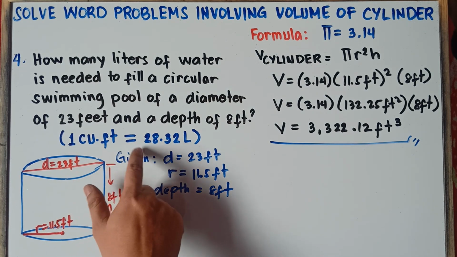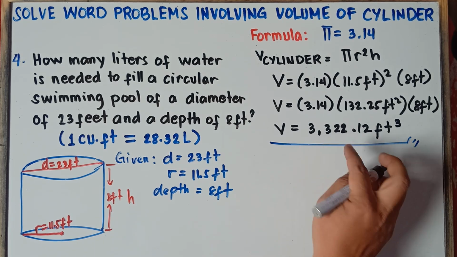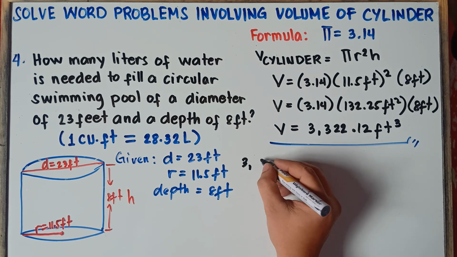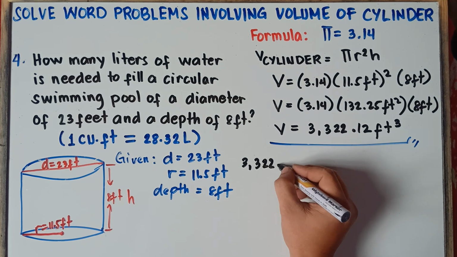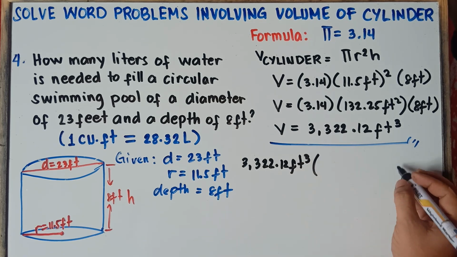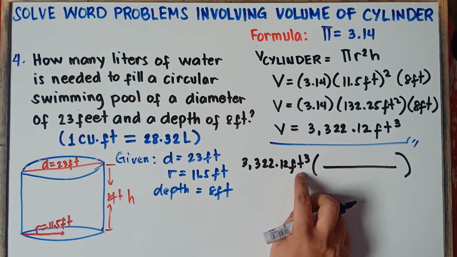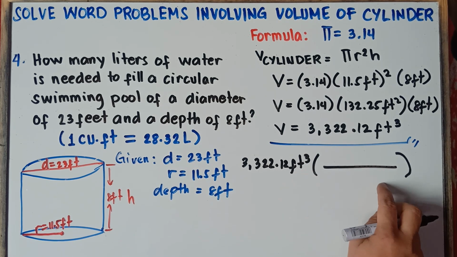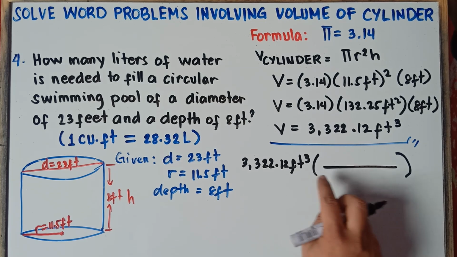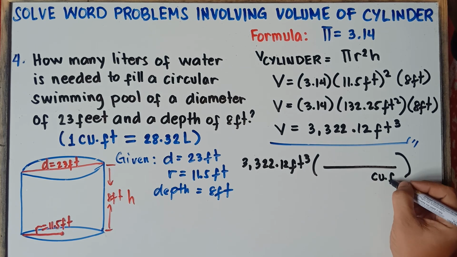1 cubic foot is equal to 28.32 liters. Alright, so let's convert this one. This will be the volume given, 3,322.12 cubic feet. And then we convert this one. Once again, class, if this is cubic feet for the units of our given, the unit on the denominator must also be cubic feet so that we can cancel out the units.